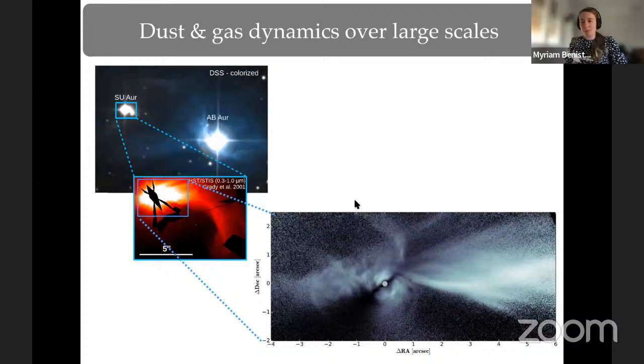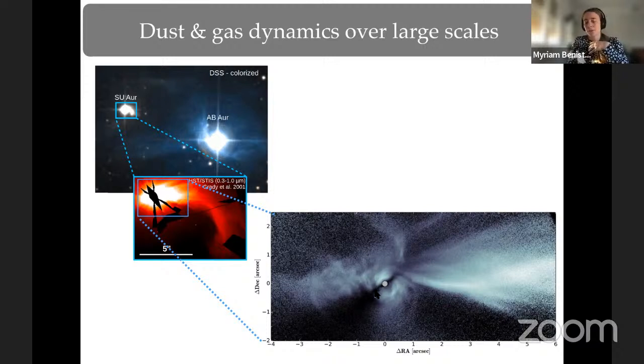And another thing that we can infer by the combination of observations at different wavelengths is also the gas dynamics over large scales. So this is a beautiful example of a young star called SU Aurigae that had this tail here. And this tail was observed with the Hubble Space Telescope, and more recently we observed it with the VLT SPHERE instrument. And what we find by zooming in on this region here is that this tail is actually composed of a lot of filaments, and there's a lot of spirals.